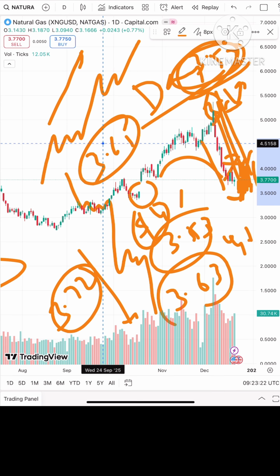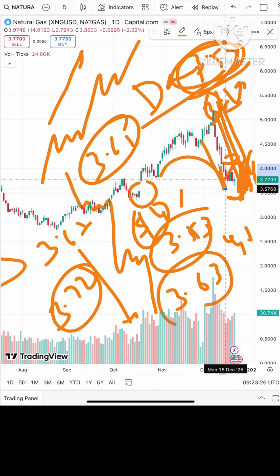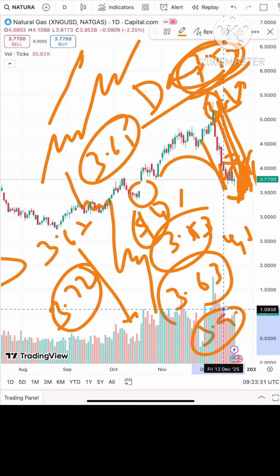See, what I feel is that if the price keeps moving below a level of 3.67, we can see a further fall. But if the price keeps moving above a level of $3.91, and if it sustains, we can see a further upside movement.